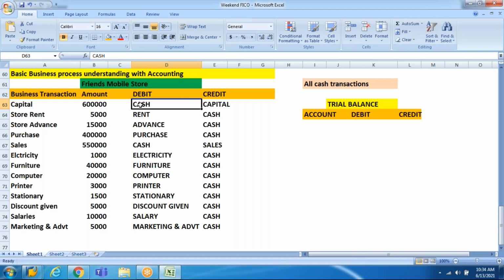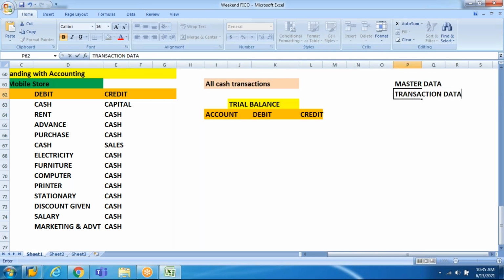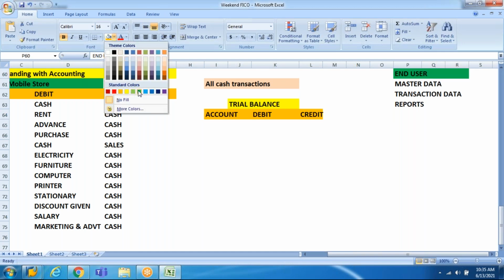One time, in the entire debit, in the entire credit. Yes, because this is a master record. Cash is a master record. Let's say if I write a single liner here: normally you have master data, transaction data, and then reports. These are the three things which an end user does. If somebody is an end user, this is what he will be working on a daily basis.